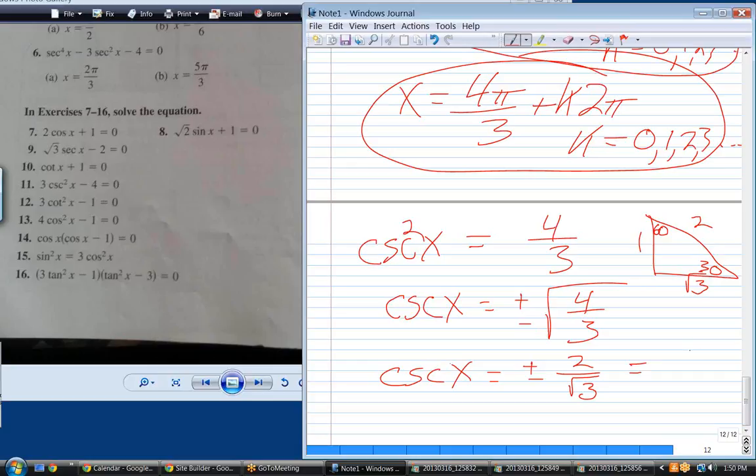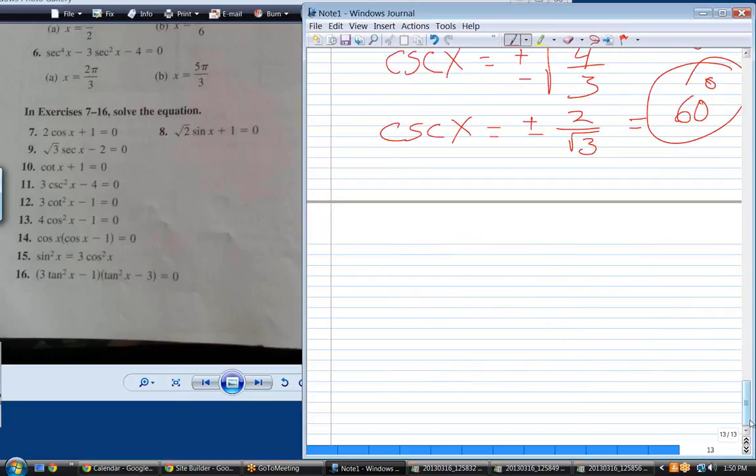So 60 degrees is the angle that we're looking at, and we need that angle in all 4 quadrants. So we need to figure out what's the equivalent angle in all 4 quadrants. That's equal to pi over 3. Notice that the denominator times the degrees is always equal to 180. So pi over 3 is one answer. That's plus 2 over root 3. Let's go through all 4 quadrants.